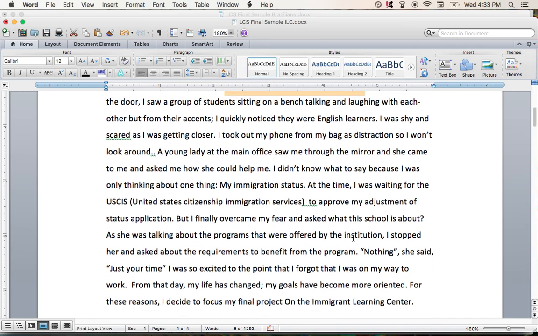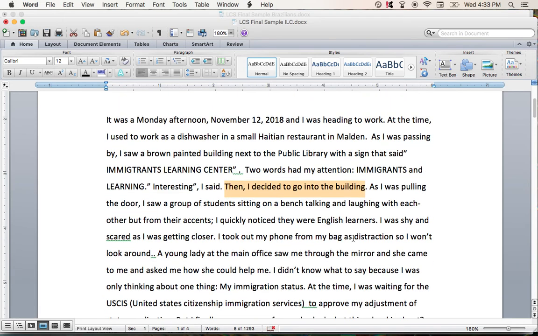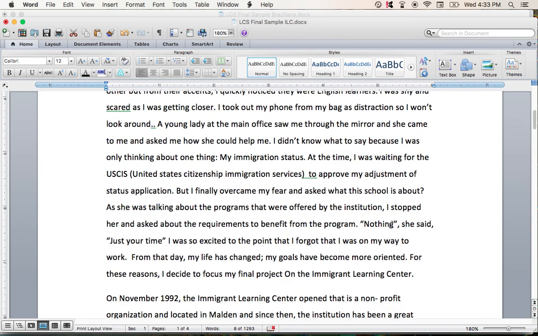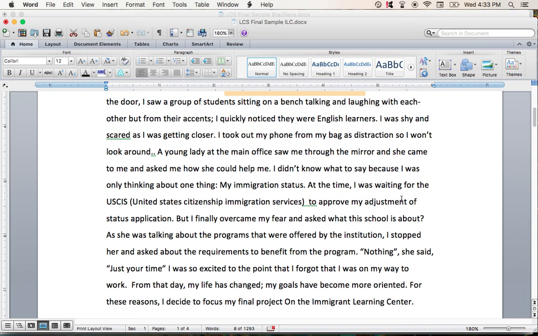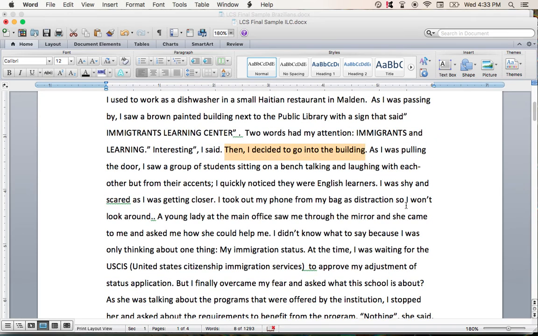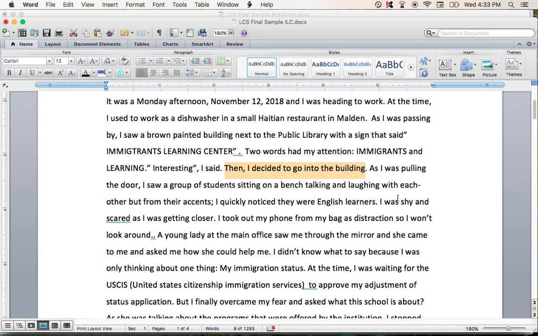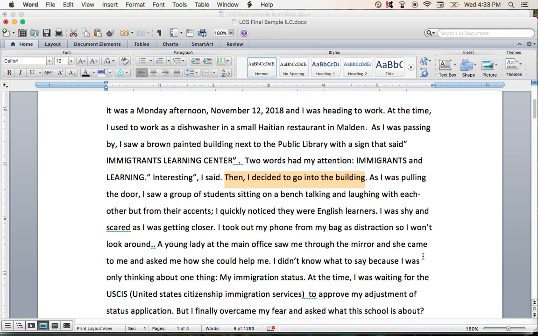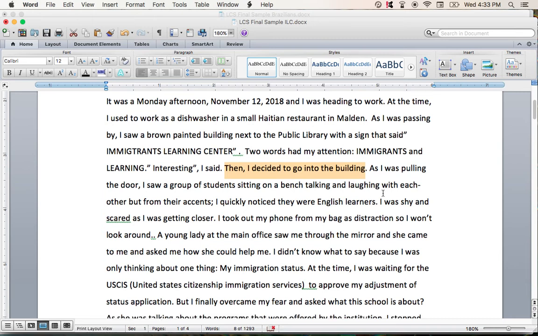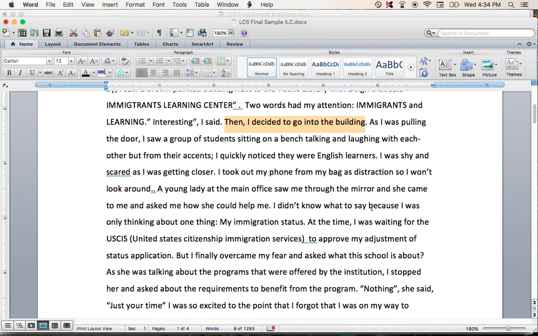So the way that he opens this essay is with narrative writing, right? He tells a short narrative about how he first encountered the Immigrant Learning Center and how he walked in and started to learn about it. Okay, so that's the way that he chose to introduce his subject, by some narrative writing. And that does a good job of making the reader a little more interested. It lets you know right away what his own connection to the subject is. And so that's a pretty effective way to open it. He opened it with narrative writing about the first time that he met the subject.